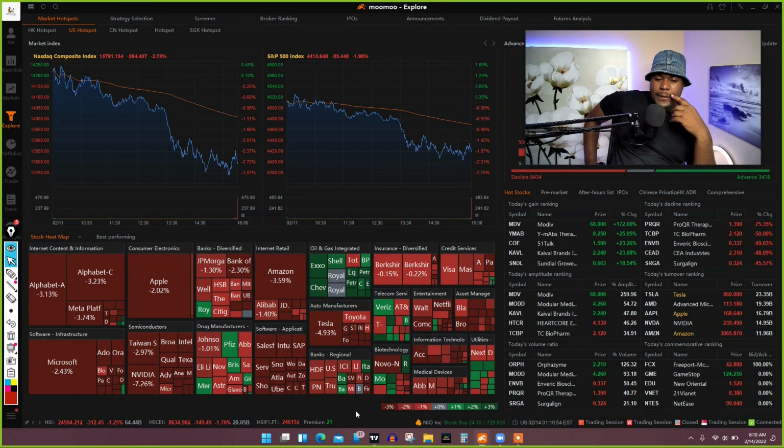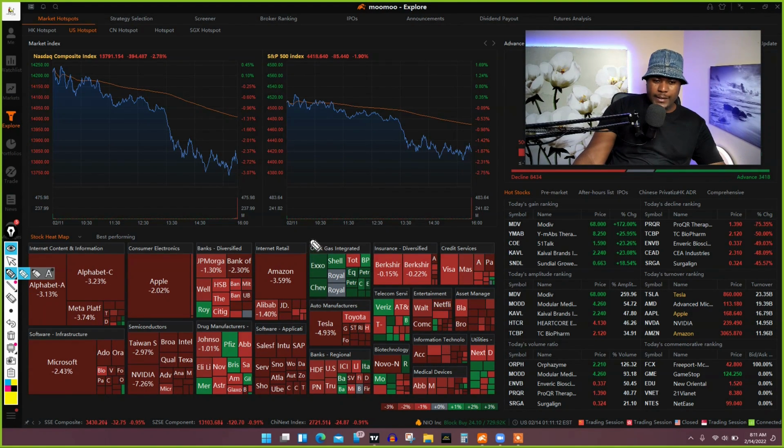It's Monday, and I'm looking at the stock heat map. I can see that so many companies are seriously bleeding. The one which is doing good at the moment, I can say, is oil. I hope you can see here. Oil, this group here, is seriously green.